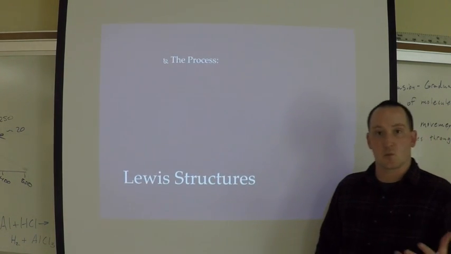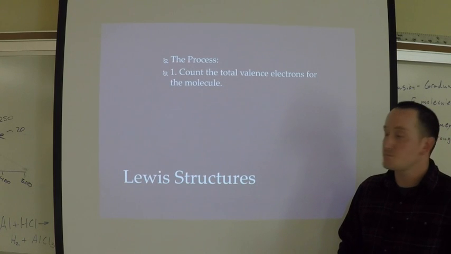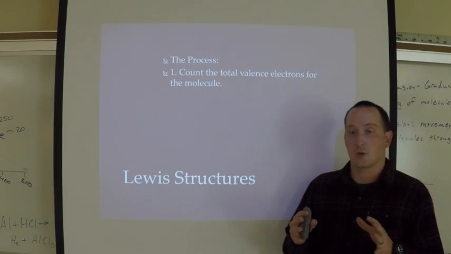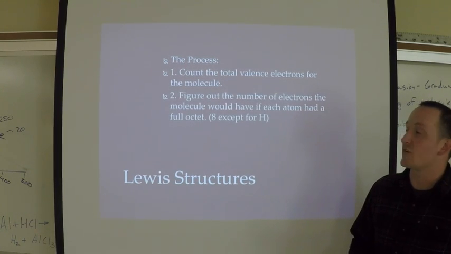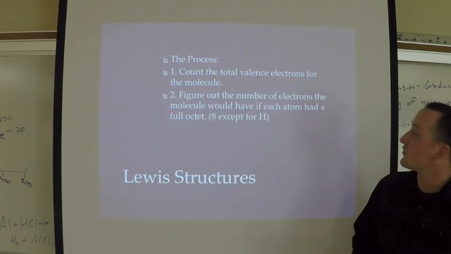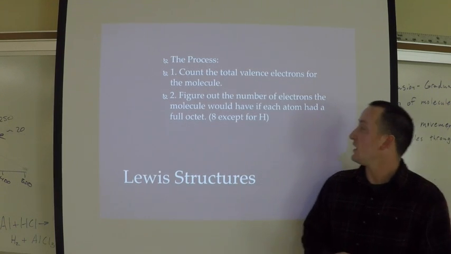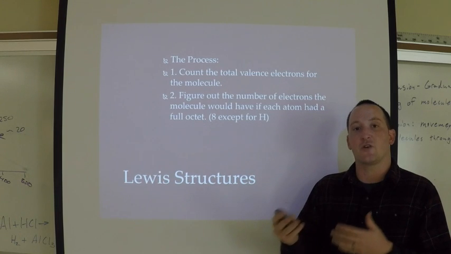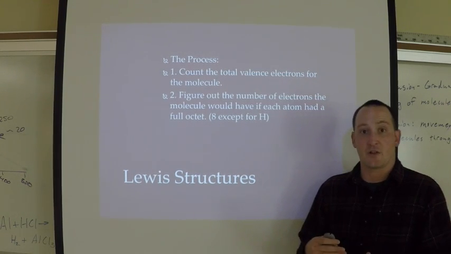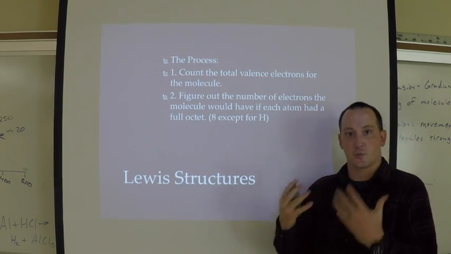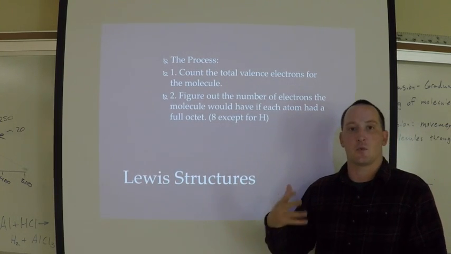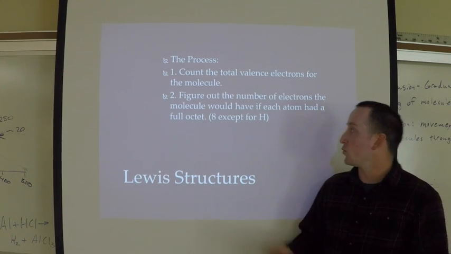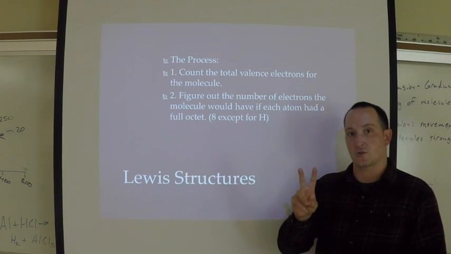So here's the process that we're going to follow. The first thing you need to do is count the total valence electrons for the molecule. Then the second thing is you're going to figure out the number of electrons the molecule would have if each atom had its full octet. Remember, the octet rule says that every atom wants to have 8 or 0 valence electrons. In Lewis structures, we're assuming that every atom we look at wants to have 8 valence electrons, and the only exception to that rule is hydrogen, which wants 2 electrons.